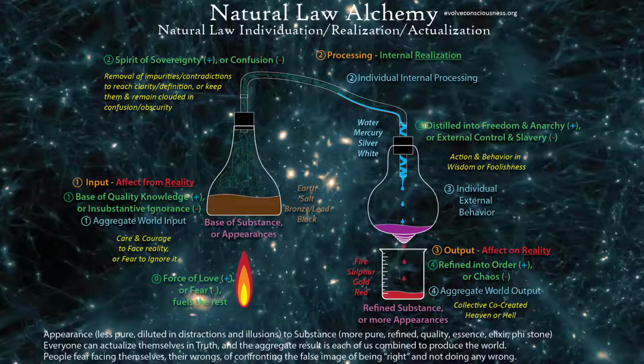So number 4, where we end up as when we're distilled into freedom and anarchy as ourselves, after we've internally processed and realized ourselves, we express ourselves in a certain way, and then in the aggregate world output we refine everything into order or chaos, depending on whether we're working from love or fear. So this is collective co-created heaven or hell. And that's why symbolism for heaven and hell has to do with natural law. You can check out the Truth, Natural Law, Heaven and Hell, Bible Symbolism presentation. It's all about how to live.